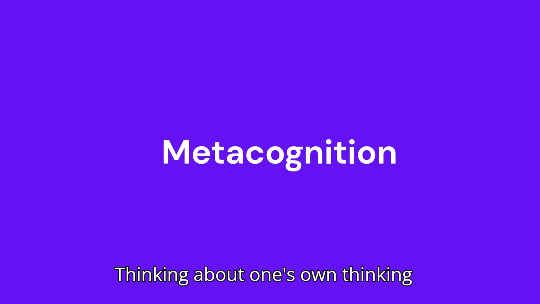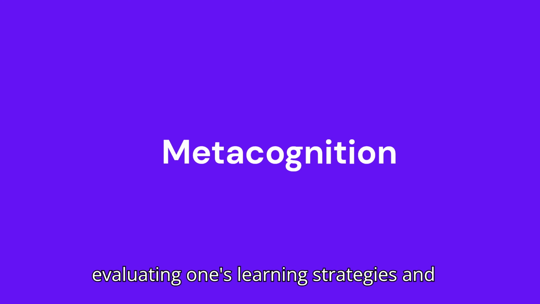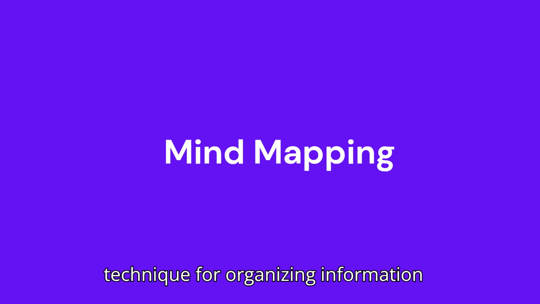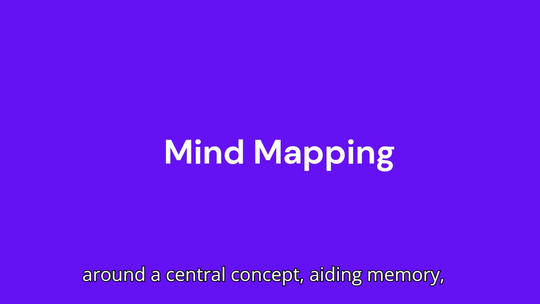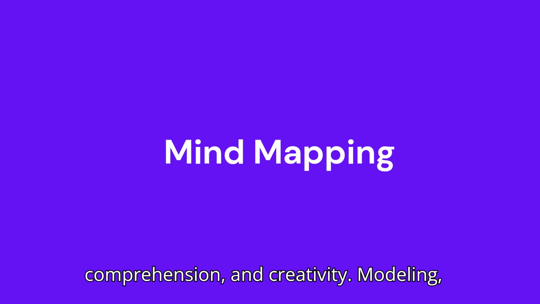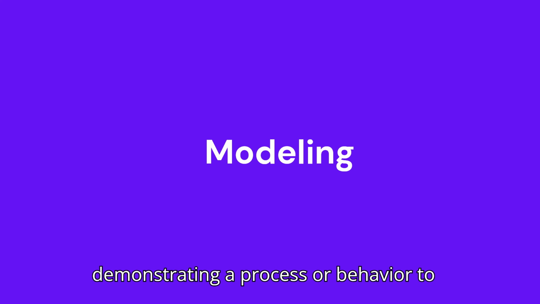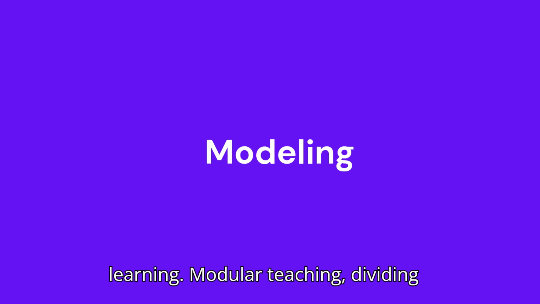Metacognition. Thinking about one's own thinking. Involves planning, monitoring, and evaluating one's learning strategies and performance. Mind mapping. A visual technique for organizing information around a central concept, aiding memory, comprehension, and creativity. Modeling. Demonstrating a process or behavior to students as a way of guiding their learning.